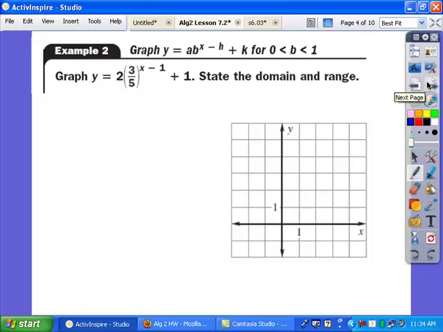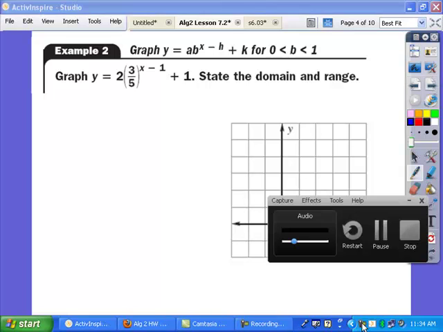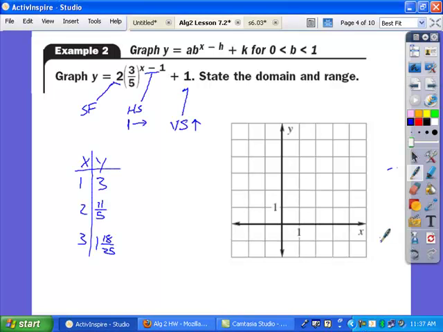All right, so when we look at this, we should see a vertical shift up 1 unit, and this is going to move the asymptote as well. A horizontal shift 1 unit to the right. Since this number is 3/5, this is going to be an exponential decay function. Exponential decay, and we have a stretch factor here of 2.